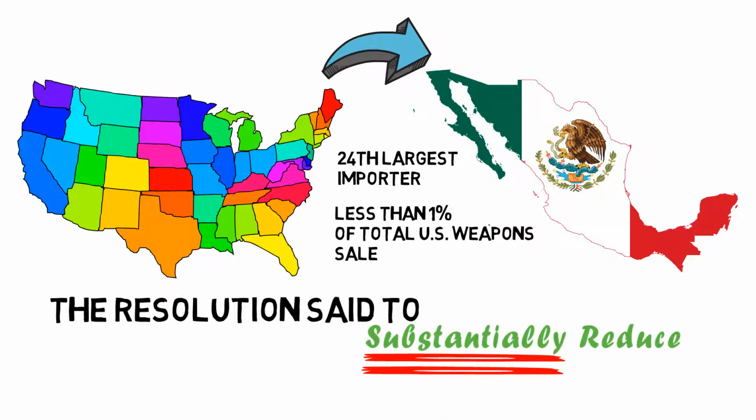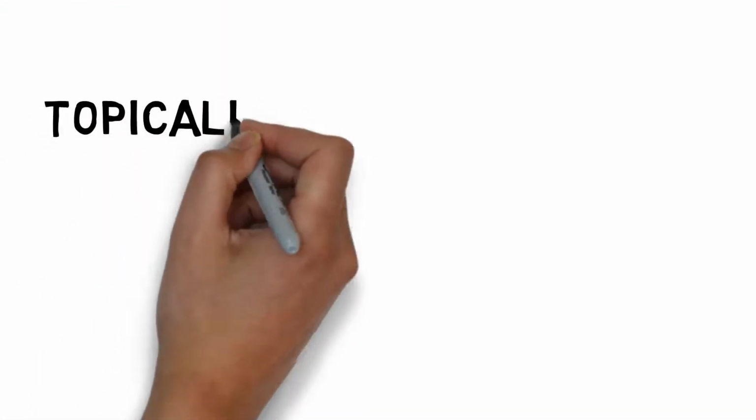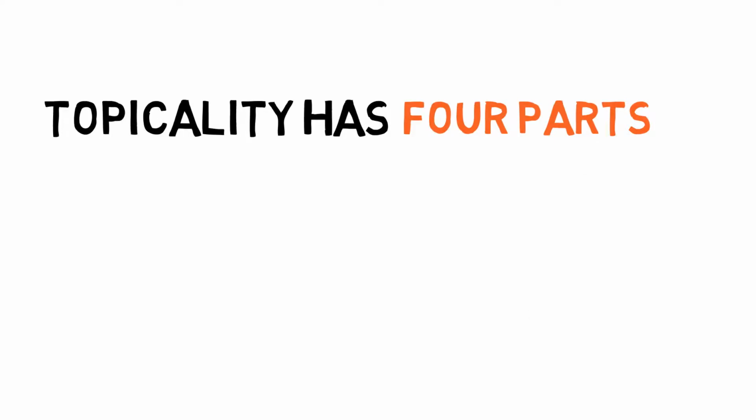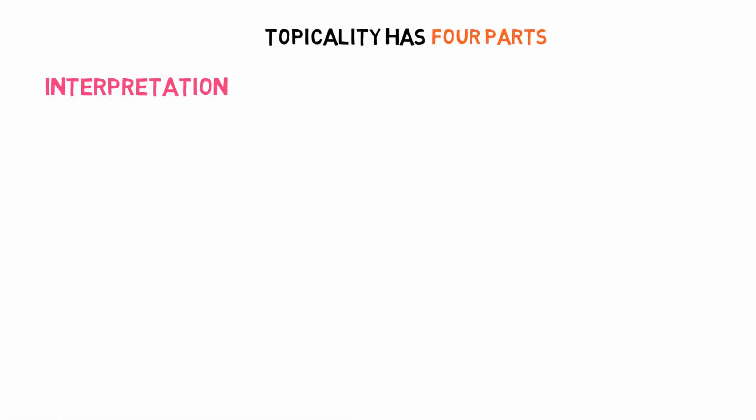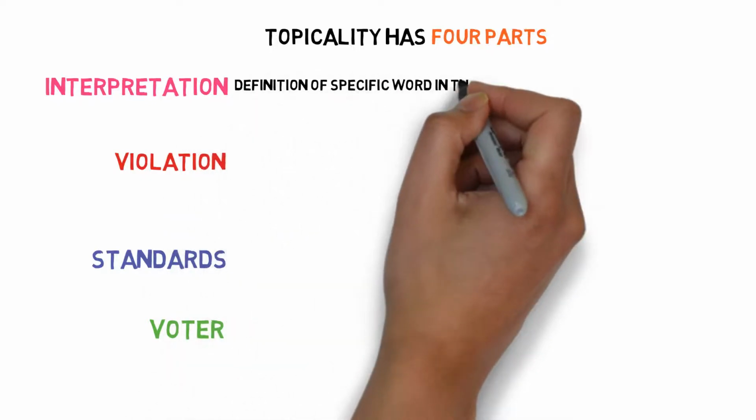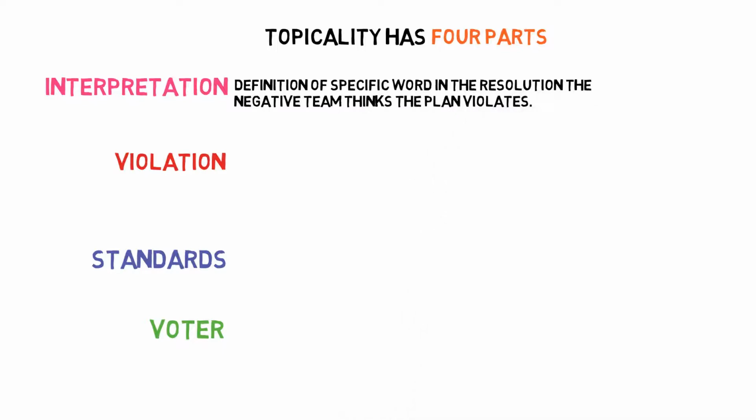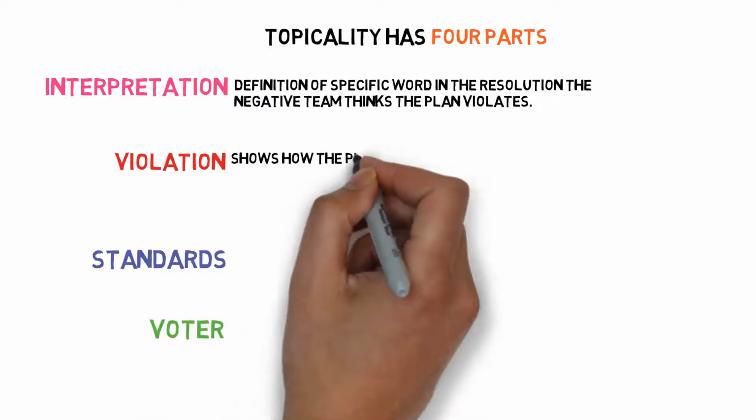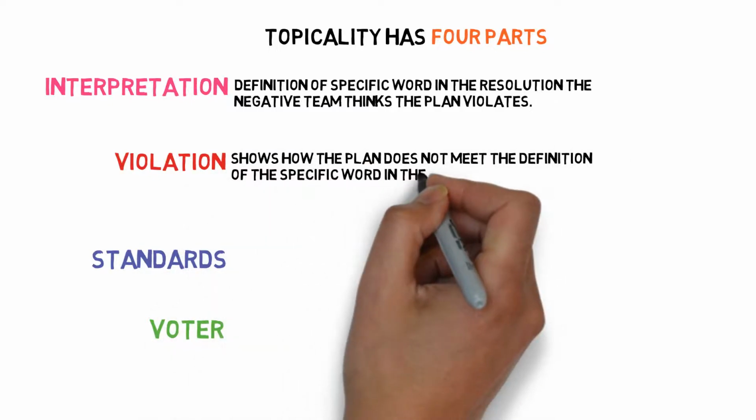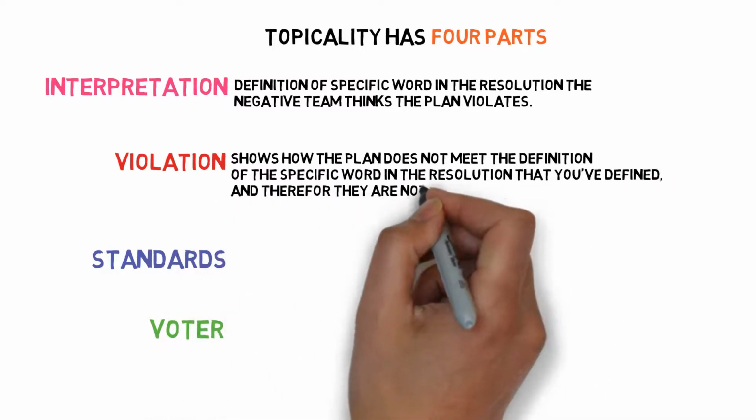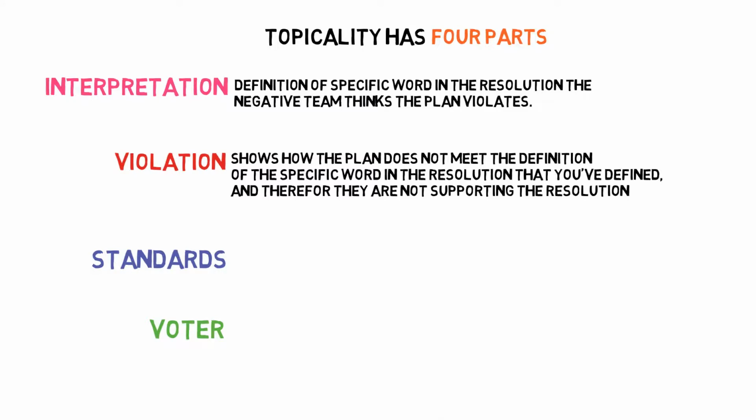Let's see how to prove that in a debate round, but before we do that, let's look at the structure of a topicality argument. Topicality has 4 parts: interpretation, violation, standards, voter. Interpretation is the definition of the specific word in the resolution that the negative team thinks the affirmative team's plan violates. Violation shows how the affirmative team's plan does not meet the definition of that specific word in the resolution that you've defined, and therefore, they are not supporting the resolution, which is the affirmative team's main job.